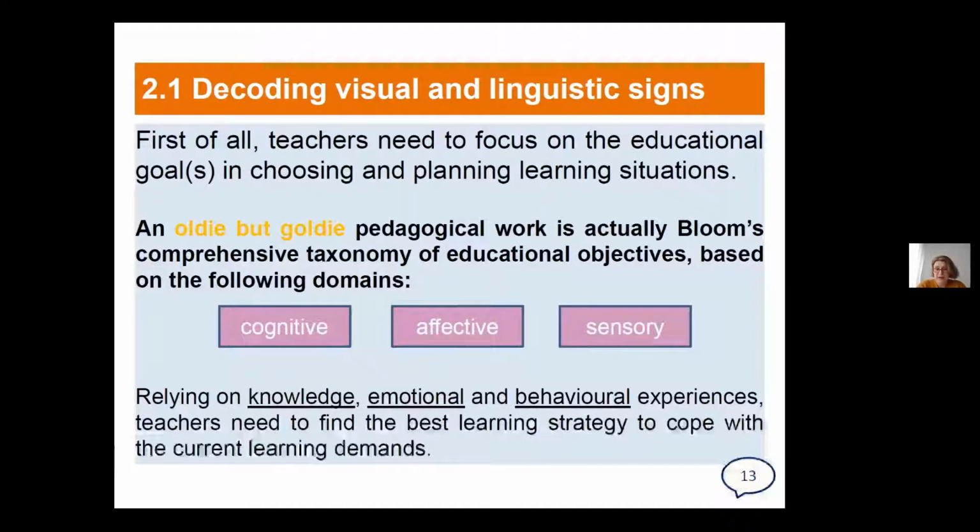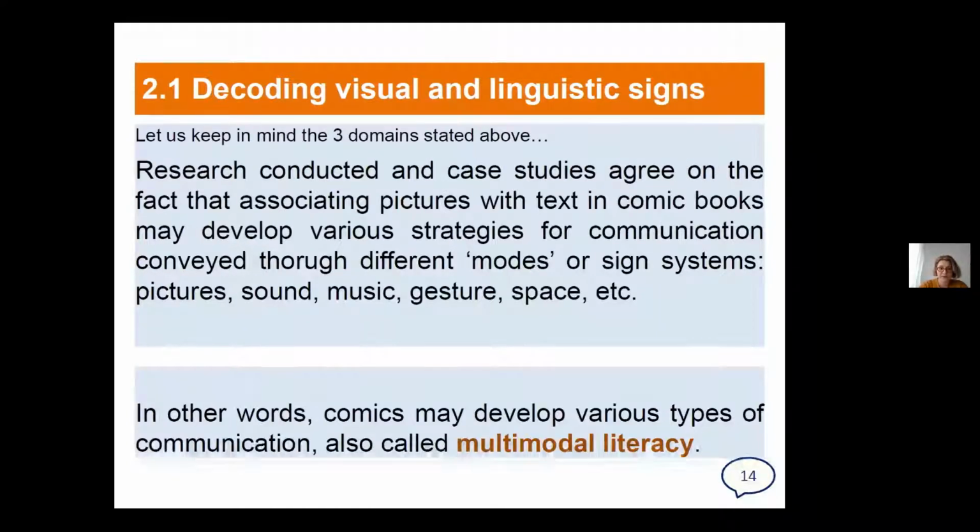And these categories are based on the following domains: cognitive, affective, and sensory. And relying on knowledge, emotional, and behavioral experiences, teachers need to find the best learning strategy to cope with the current learning demands. And they are quite heavy, aren't they? So let's keep in mind the three domains mentioned above.